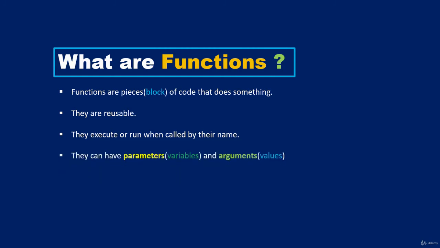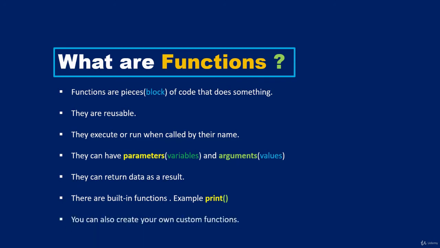Functions can return data as a result. There are several types of functions. There are built-in functions, and there are also user-defined functions. An example of a built-in function is the print function, which you can use to print stuff or data on the screen. And then you have your own custom functions, which are user-created. They're also referred to as custom functions.